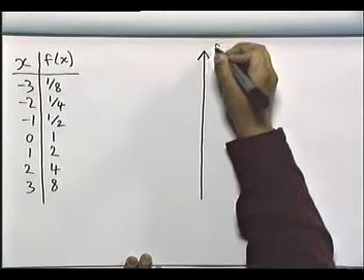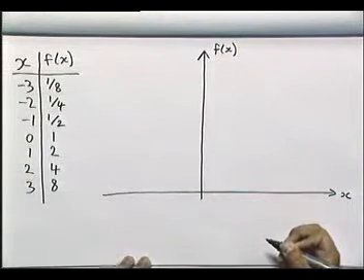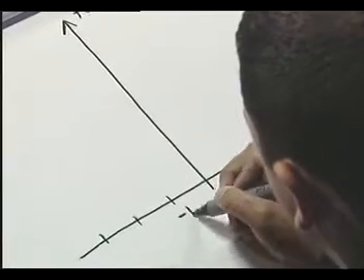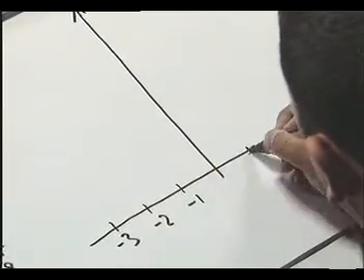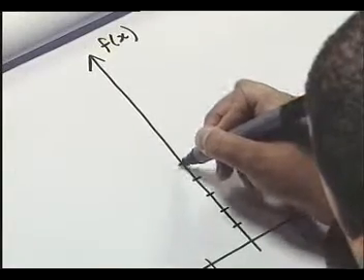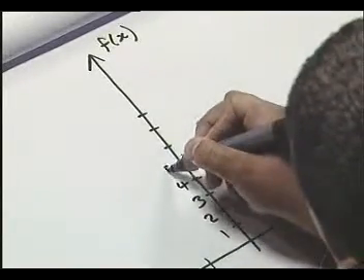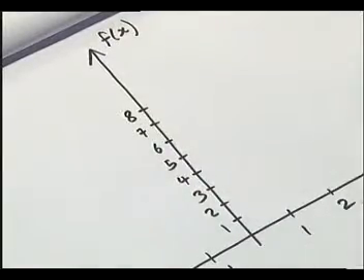So we're going to plot these now so we can get a graph of the function. So do our f of x axis here, and our x-axis horizontally. So on the x-axis we need to go from minus 3 to plus 3. So minus 1, minus 2, minus 3, and 1, 2, and 3 this way. And on the vertical scale, the f of x axis, we need to go up to 8. So 1, 2, 3, 4, 5, 6, 7, 8. Make sure we label that. So now let's plot the points.